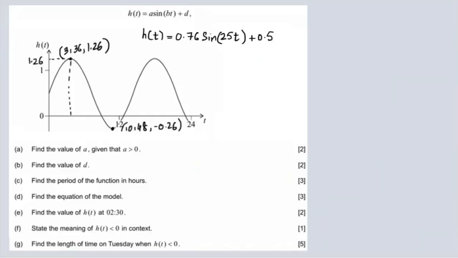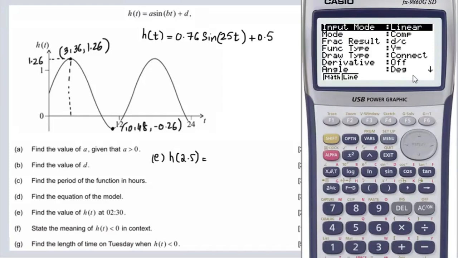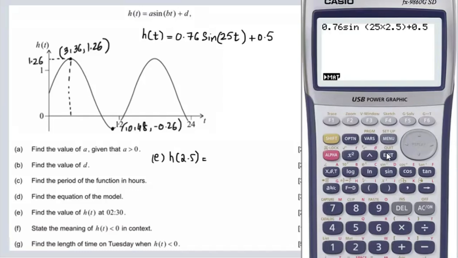Part E. Find the value of the function at 2:30. So for 2:30, we just need to substitute 2.5 into the function. So this will give me, let's calculate the value, 0.76 sine 25 times 2.5 plus 0.5. And make sure your calculator is in degrees since it's the SL question. But in the HL exam, you can get radian measures as well. So HL students need to change their calculators to radians.